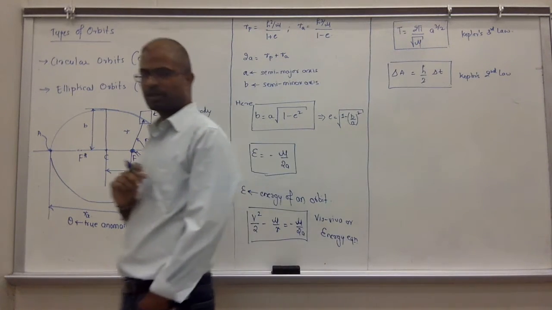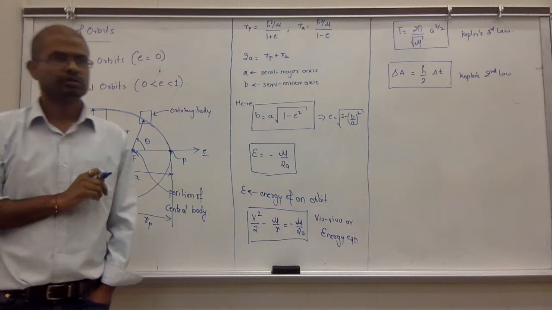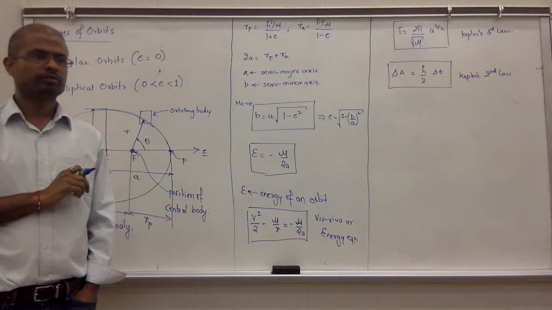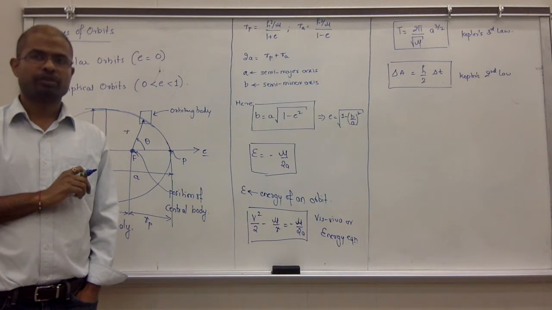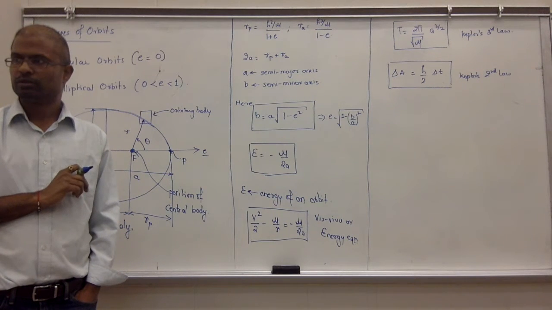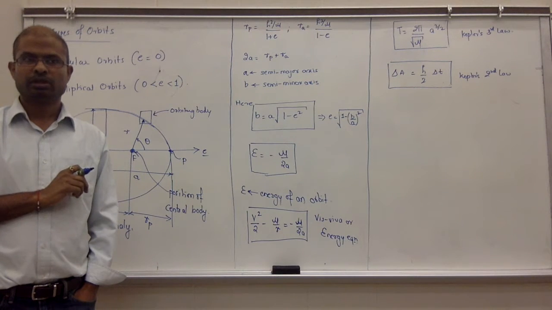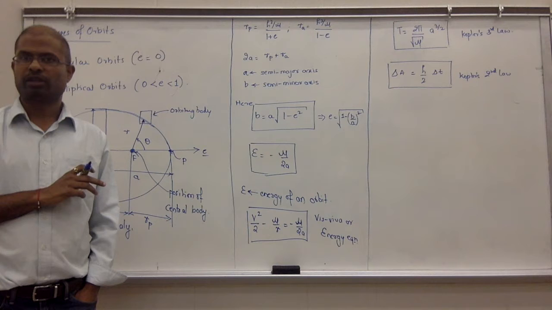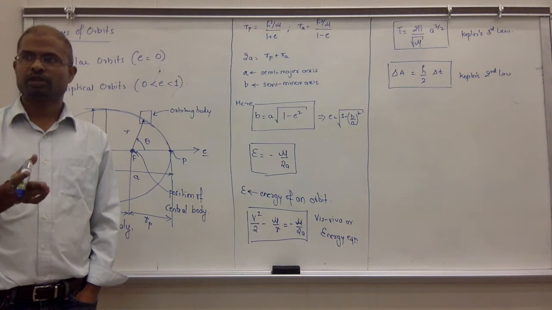So Kepler's laws specifically apply, or they are more applicable, to closed orbits, right? A circle is an ellipse. Do you agree? Yes. A circle is an ellipse with the same semi-major and semi-minor axis. So if it applies to an ellipse, it applies to a circle.